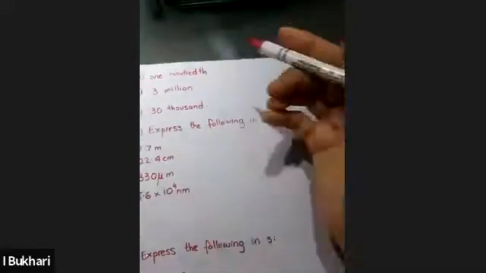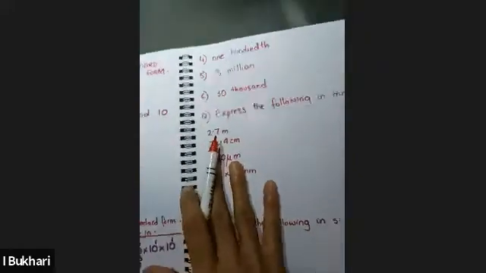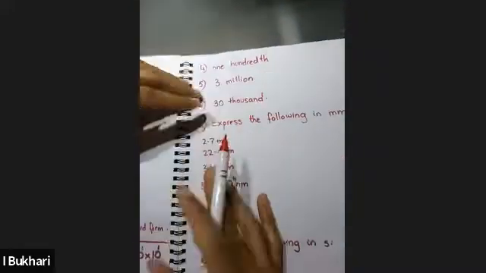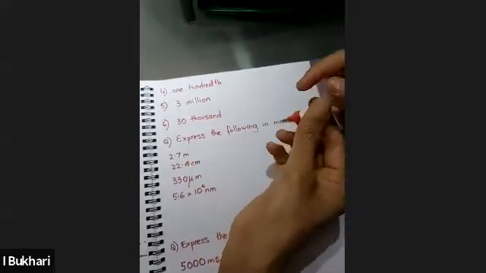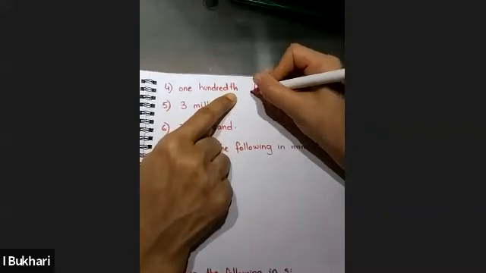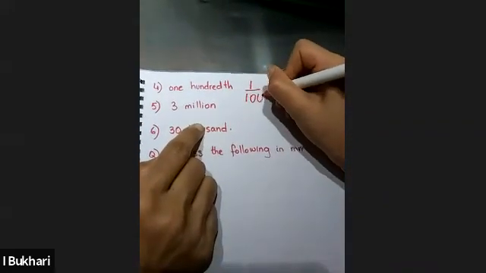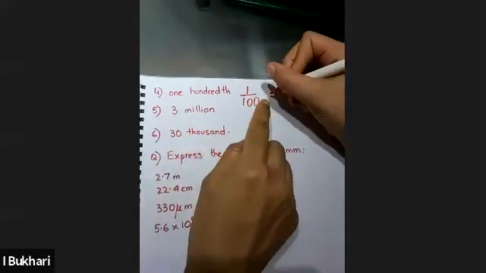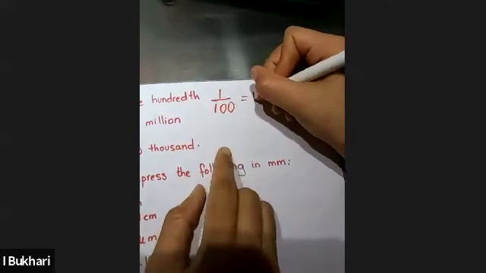Okay, now let's do these questions. 100th. Sidra, do you want to do 100th? Okay, write down 100th. Now it has TH. Very good. Now write it in the standard form. How will you write it?